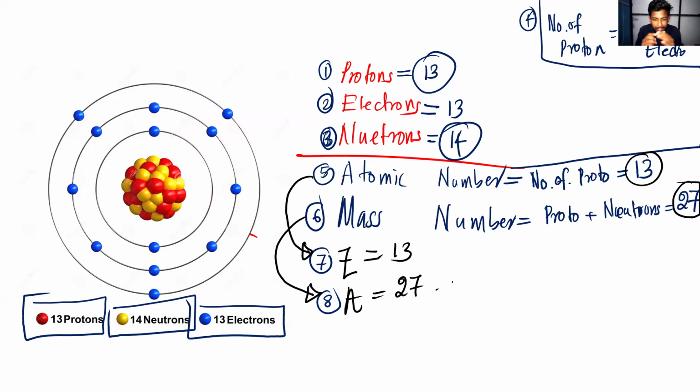Is it clear? The 8 things, just check. Proton 13, electrons 13, neutron 14, proton is equal to electron. Fifth one, atomic number is equal to number of protons, that is 13. Mass number is equal to proton plus neutron, that is 27. And seventh one, that is regarding the Z, that means the atomic number, that is 13. And the mass number A is equal to 27. Just check whether it is clear for you before moving to the 9 and 10.